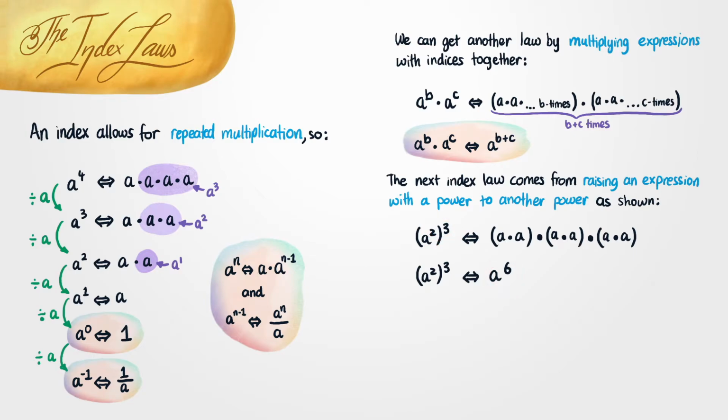And you guessed it, we're going to keep going. I'm going to replace this 3 for a c. If we do that, rather than having 3 brackets, instead we're going to have c brackets. So we're going to multiply this a squared by itself c times. And to finish this off, rather than this being a squared, it could be a to the power of anything, so let's replace it for a to the power of b. So rather than having 2 a's in each bracket, instead you're going to have b a's in each bracket.